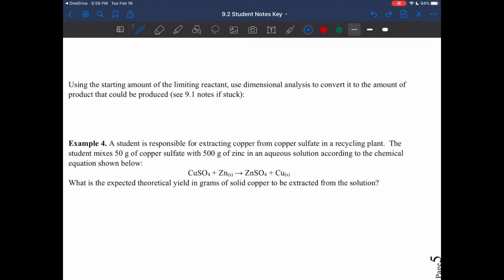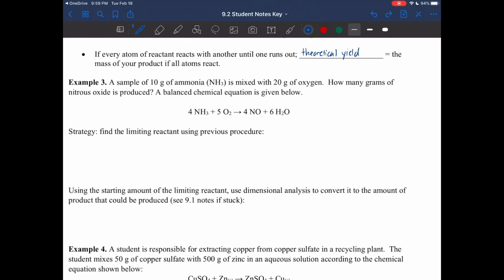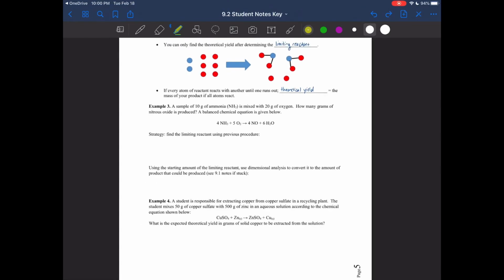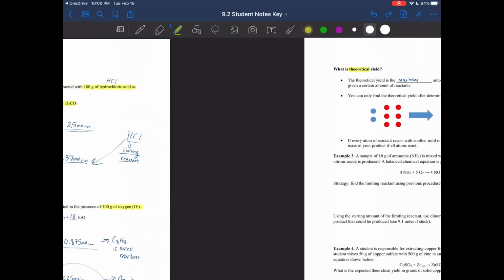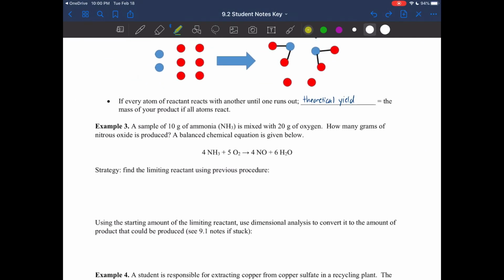Okay, let's see. We have 2 more examples here. So, example 3. Okay, yeah. Example 3, sorry. A sample of 10 grams of ammonia is mixed with 20 grams of oxygen. How many grams of nitrous oxide is produced? So that, what is it? NO, right there. A balanced chemical equation is given below.